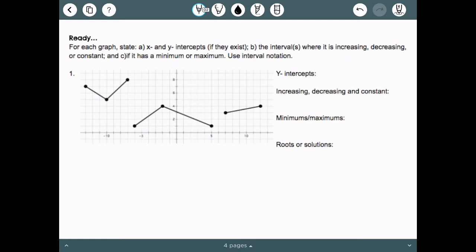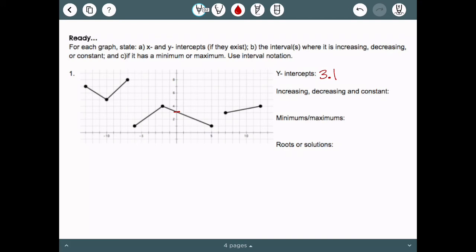So for this problem, it says, for each graph, state the x and y intercepts if they exist, the interval where it's increasing, decreasing, or constant, and if it has a minimum or a maximum. We're going to use interval notation. We also see that this one asks us for our roots and solutions, so we'll be sure to do that as well. So remember, I'm going to look for my y-intercepts, anywhere that it crosses the y-axis. That will be right here. It looks like that's right about the number 3. I might say 3.1, you might say 3 if you're being less specific.